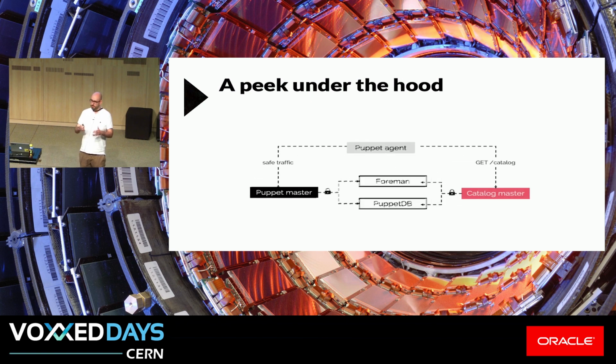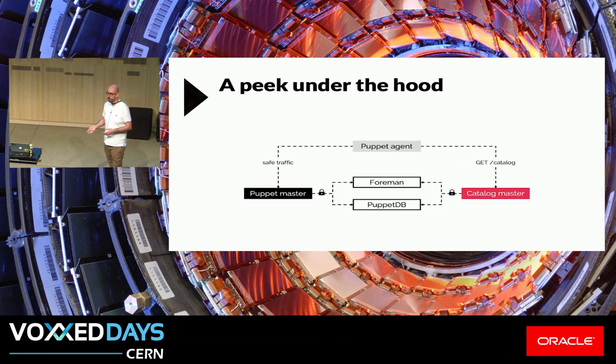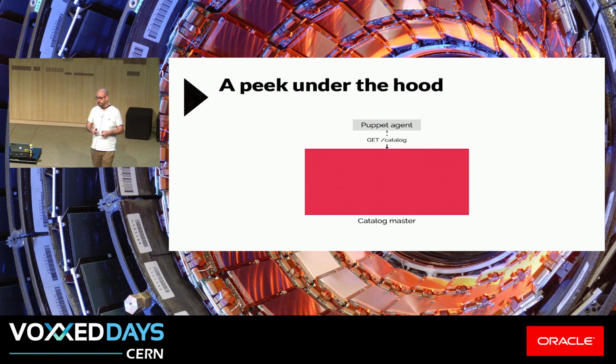So we wanted to keep this because we are happy with it and we have been using it for years. So we thought about doing something like this. We know that only one request is responsible for these kinds of attack. So we can send all the safe traffic to the former Puppet masters and create a new one, a catalog master that is going to attend only to catalog requests.